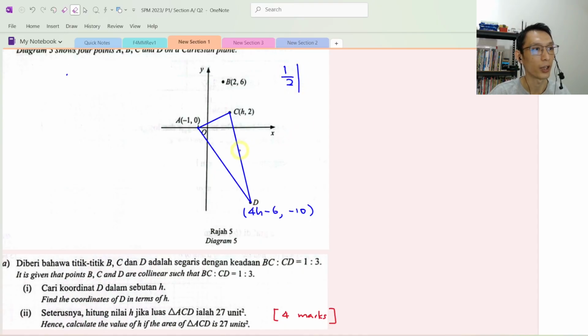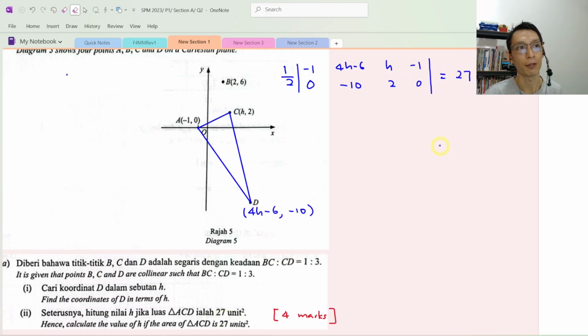So I'm going to arrange it anti-clockwise. Start from here. You can start from any point, it's totally up to you. (-1, 0), and then (4h plus 6, -10), and then (h, 2). Always remember the first pair and the last pair are the same. We need to repeat the first pair again, (-1, 0). Okay, it's equal to the area, which is given by the question, 27, right? So the 2 here, I'm going to move it here. 27 times 2, you will give 54.